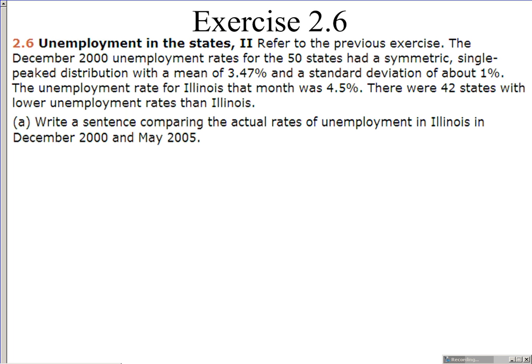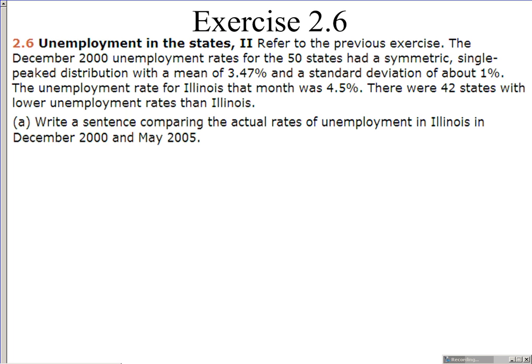Problem 6. Refer to the previous exercise. The December 2000 unemployment rates for the 50 states had a symmetric single peak distribution with a mean of 3.47% and a standard deviation of about 1%. The unemployment rate for Illinois that month was 4.5%. There were 42 states with lower unemployment rates than Illinois. So talking about the year 2000. Write a sentence comparing the actual rates of unemployment in Illinois in December 2000 and May 2005.